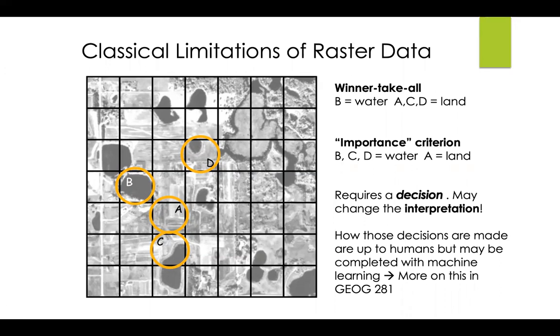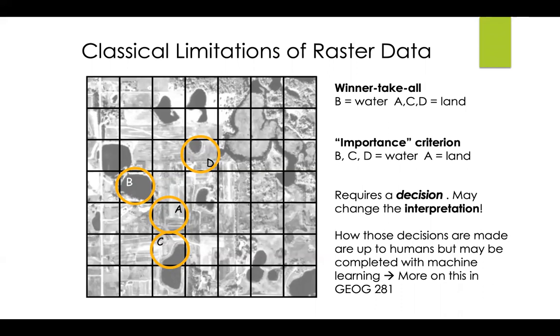But we can also make a decision on what is most important for our analysis. In this case, it might be that we're trying to find water in our map. And so we rate water as important, and each cell which contains any water is then categorized as water. So even here in D, where water is only, say, less than a quarter of that cell, this becomes a water cell because we're interested in finding where water is in our map.